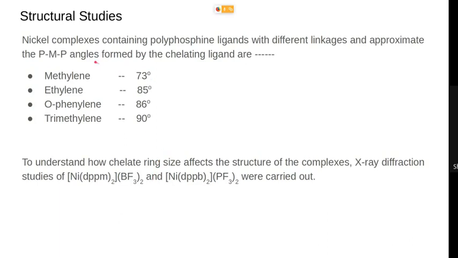So here we have different bite sizes, or the spacings between the two phosphorus donor atoms, and the bite angles that are formed. So we can see again as the spacing or the bite size increases, the bite angle is also increasing. So to understand how chelate ring size affects the structure of complexes, X-ray diffraction studies of the [Ni(DPPM)2]2+ and [Ni(DPPB)2]2+ ions were carried out.